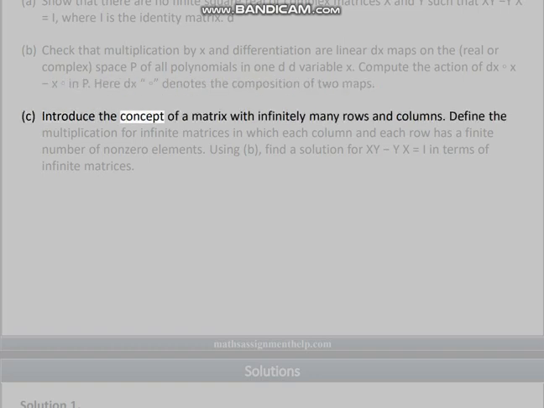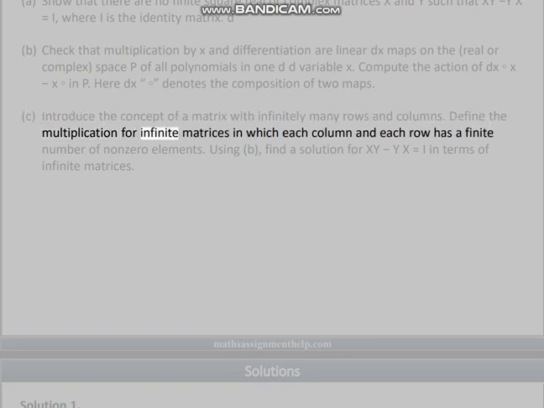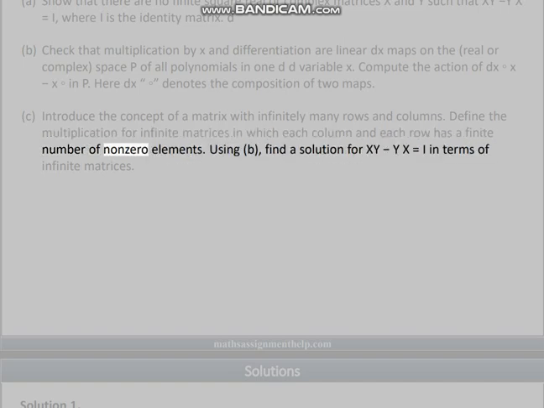C. Introduce the concept of a matrix with infinitely many rows and columns. Define the multiplication for infinite matrices in which each column and each row has a finite number of non-zero elements. Using B, find a solution for XY - YX = I in terms of infinite matrices.